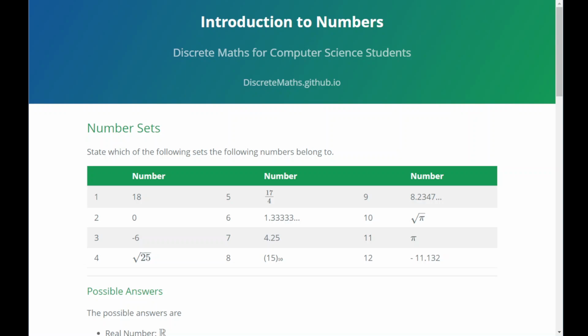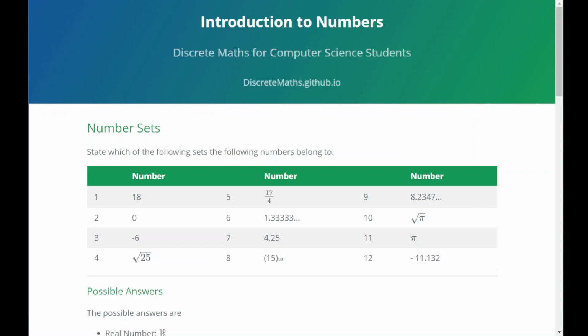Okay, in this exercise we will look at Introduction to Numbers, number sets. State which of the following sets the following numbers belong to. So we have 12 numbers here: 18, 0, minus 6, square root of 25, 17 divided by 4, 1.333... which presumes more threes, 4.25, 15 to the base 10, 8.2347..., square root of pi, and minus 11.132.